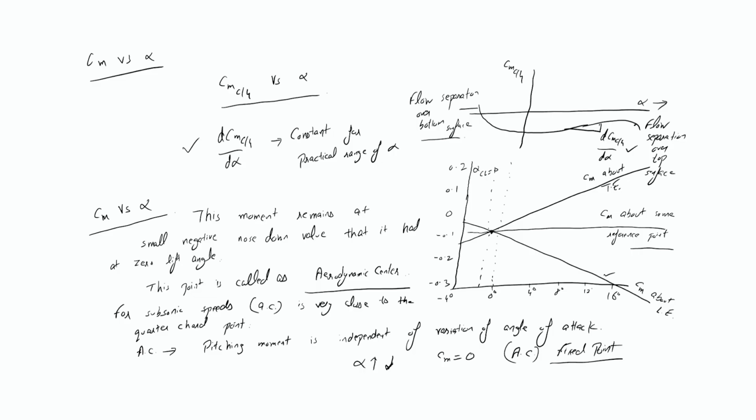So that is what we wanted, right? We wanted some fixed point. The center of pressure was actually changing with angle of attack. Now this aerodynamic center is a fixed point where pitching moment is independent of angle of attack, and for subsonic speeds it is very close to the quarter chord point. Alright, that is what we wanted.